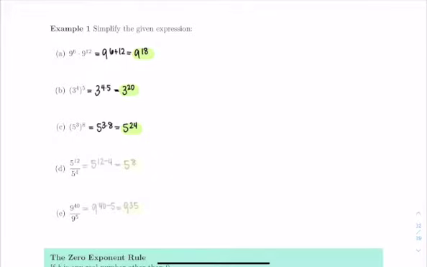For 5 to the 12th over 5 to the 4th, we're dividing, which means I'm subtracting. So I have 5 to the 12 minus 4, which is going to give me 5 to the 8th. For 9 to the 40 over 9 to the 5th, again, we're dividing with the common base. So we end up subtracting. We get 9 to the 40 minus 5, which gives me 9 to the 35.